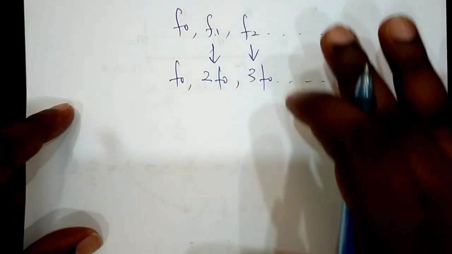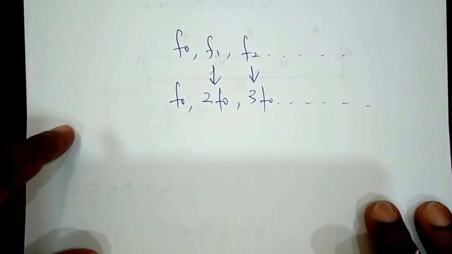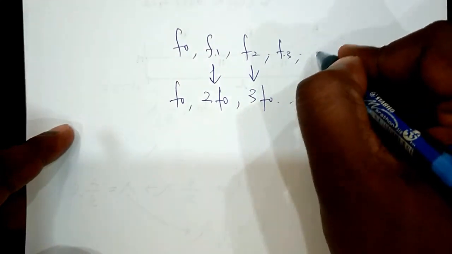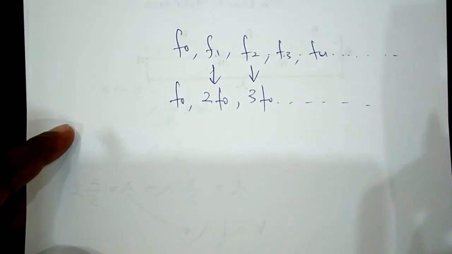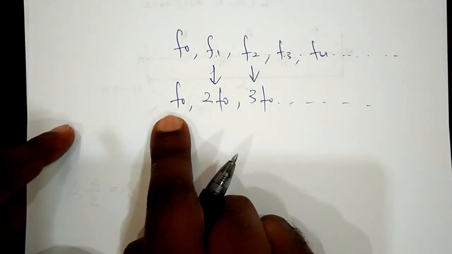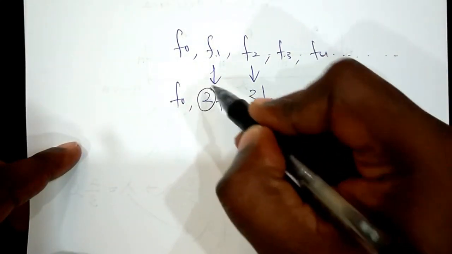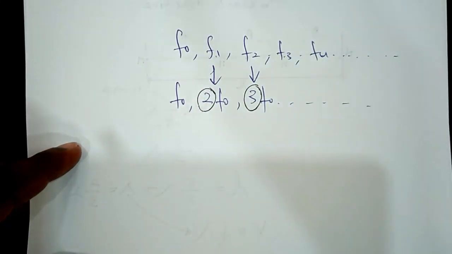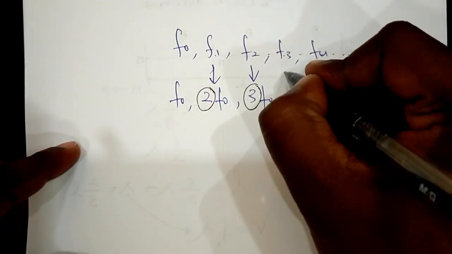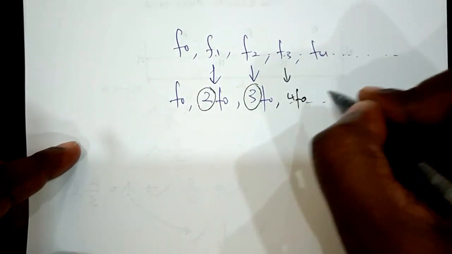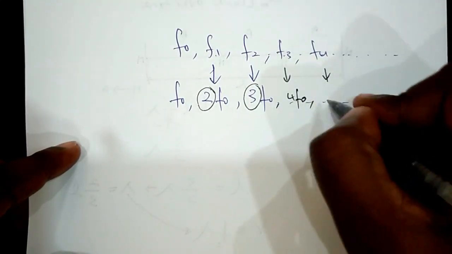Simple like a bubble without giving you any trouble. We can do the same process for F3, F4 and so on. So the fundamental frequency becomes the first harmonic, followed by the second harmonic and the third harmonic. F3 is 4F naught and F4 is 5F naught.